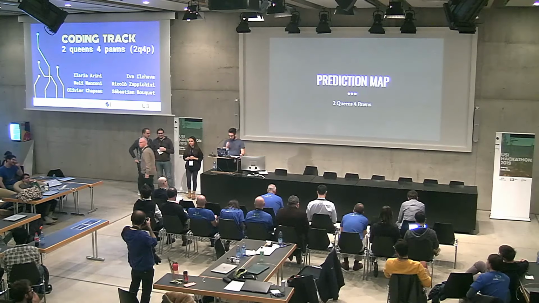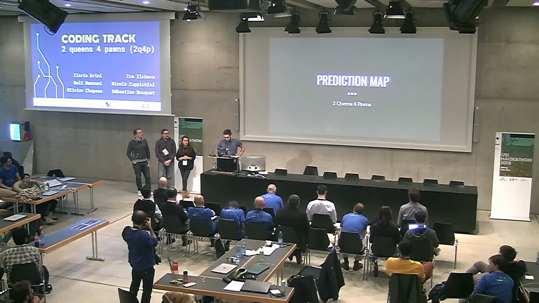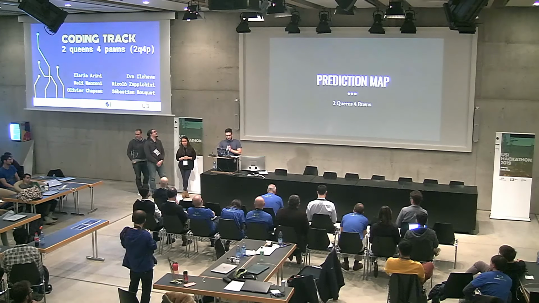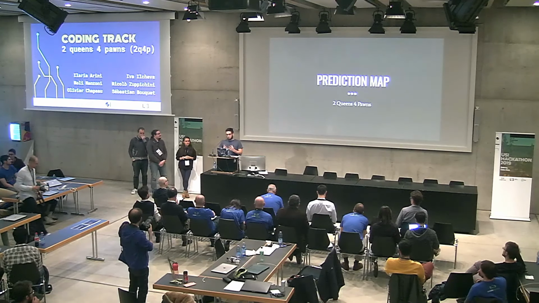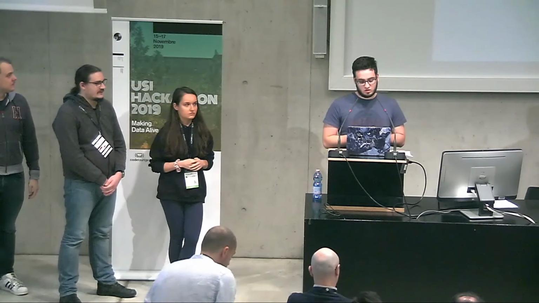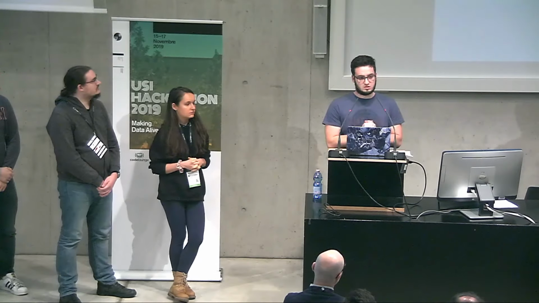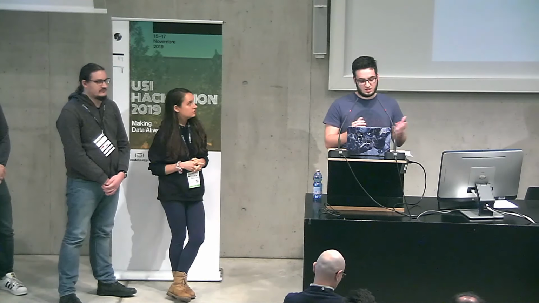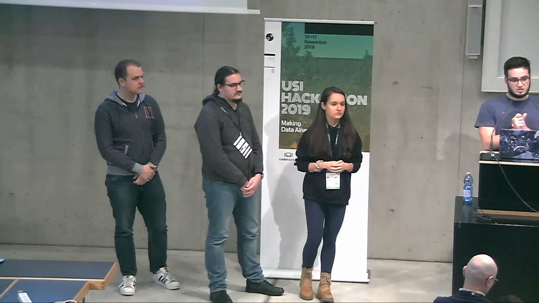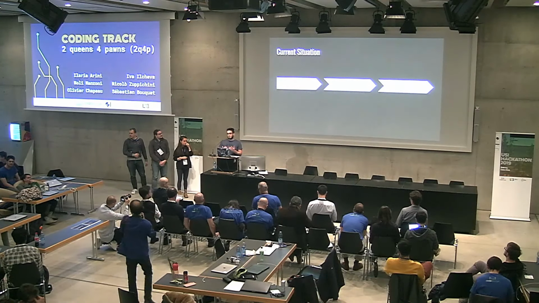Three, two, one, go. Good afternoon, everybody. We are 2 queens and 4 pawns, and today we are here to present our prediction map. Our project is here to solve the problem of transportation in Lugano, because today the current situation is not really good. Because now, if somebody from outside Lugano wants to go to the city center, he has a destination, he has real-time information about buses and parking occupancy, but he doesn't have any information about the future.